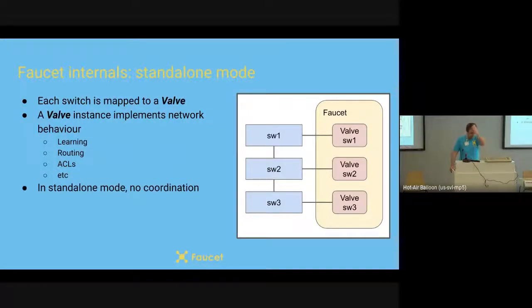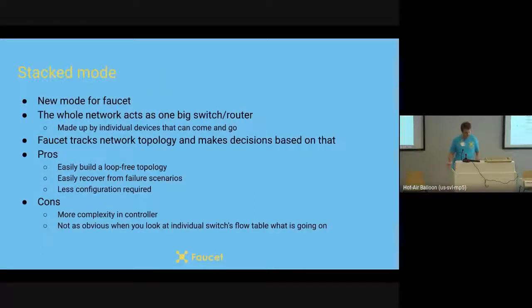So the way you can think of Faucet in standalone mode in terms of the code, this is very, very simple and high level. Basically, we get these valve objects, and a valve object implements behavior. It's a bunch of Python code. It has functions like learn host and stuff like that. This is where all the routing happens. It's where ACLs are built, that kind of thing. So in standalone mode, each Faucet just gets mapped to a data path, and they don't talk to each other.